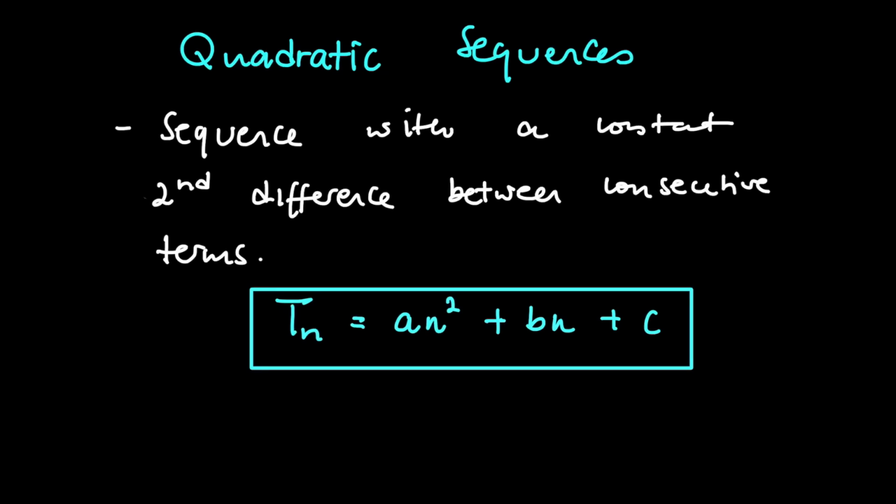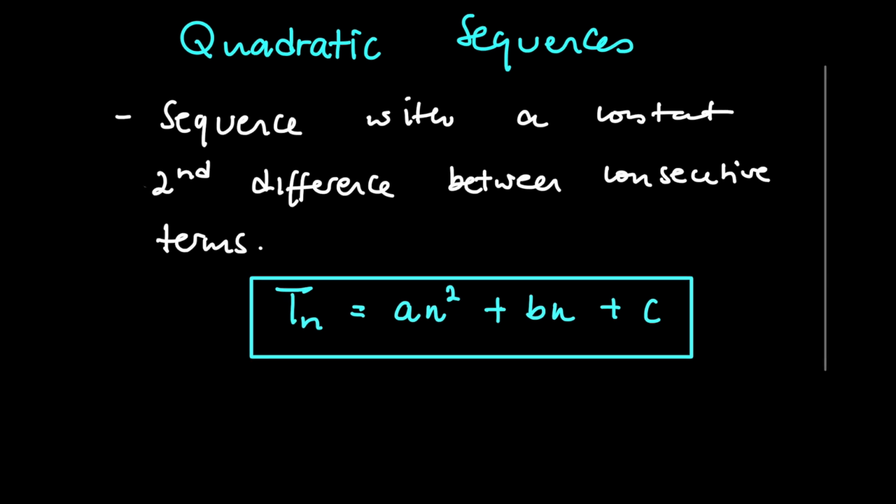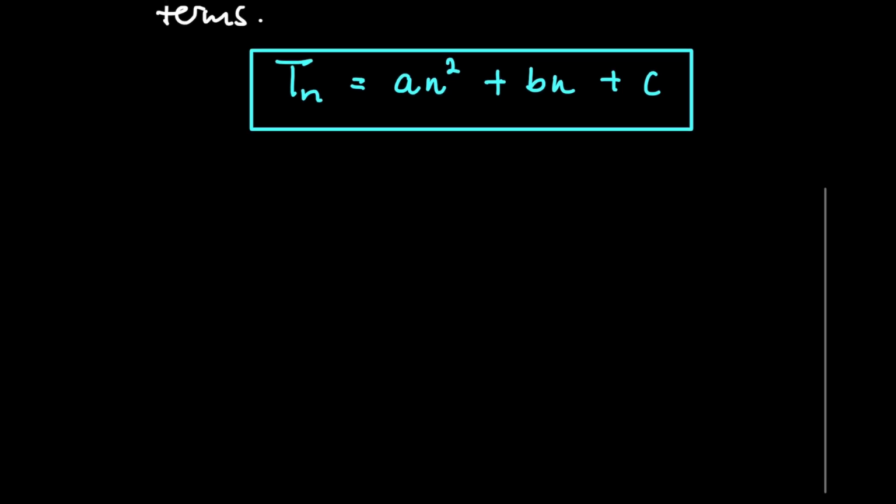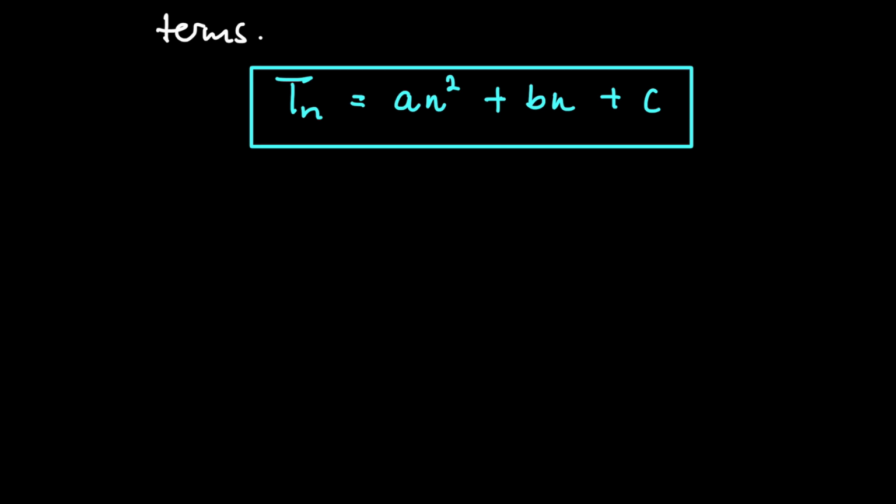In this video we are tackling quadratic sequences. Now in quadratic sequences there exists a constant second difference between consecutive terms, right? And this is the general term for a quadratic sequence. Before we can do anything else here, I want us to prove that this is the case, because we said there is a constant second difference. So from this quadratic sequence general term, let's confirm that it actually has a constant second difference.